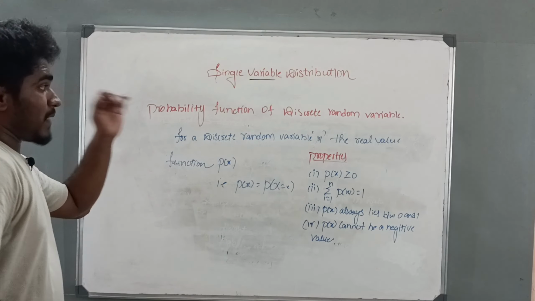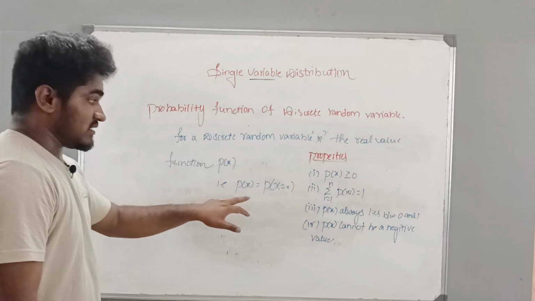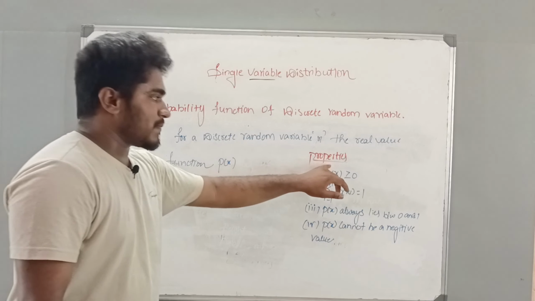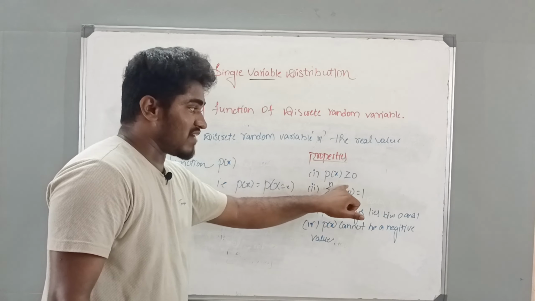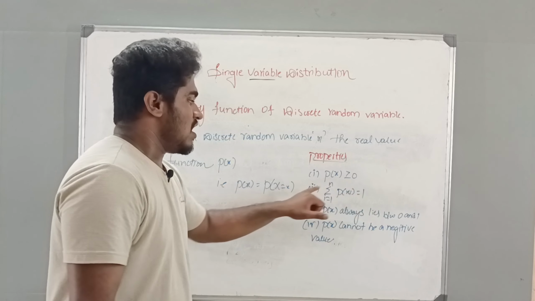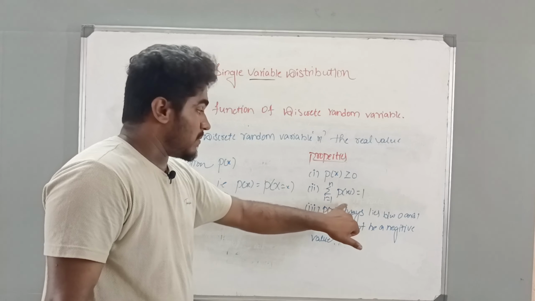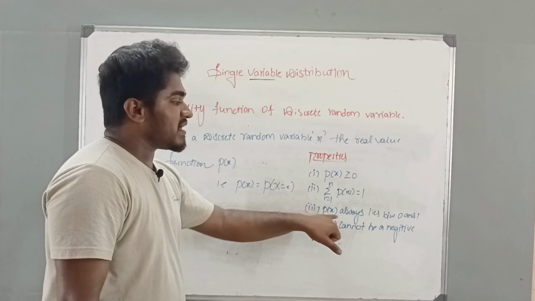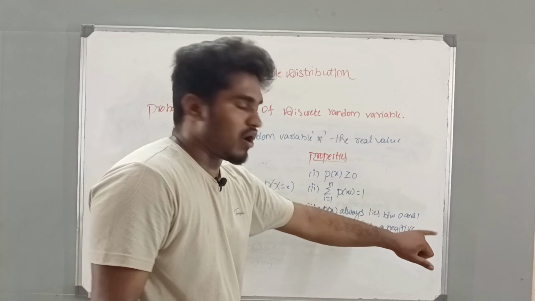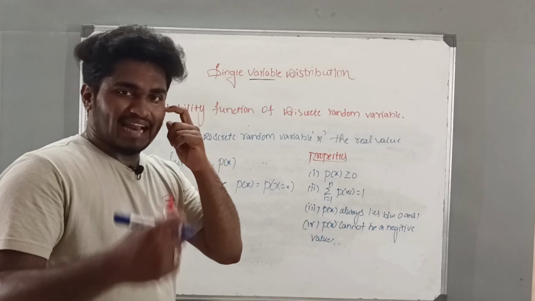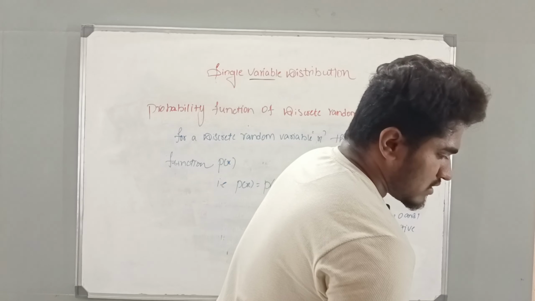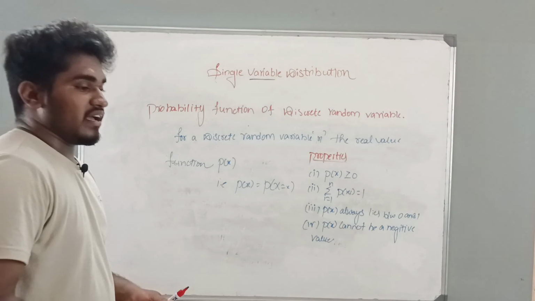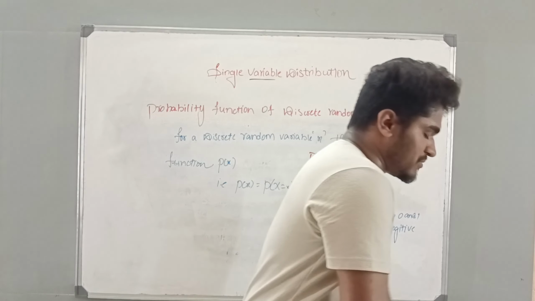So the probability function of the discrete random variable is p of x, that is p of capital X equals x. It has four properties: p of x is always greater than or equal to 0, the sum of the probabilities is 1, and p of x always lies between 0 and 1, so it cannot be negative. Okay, this is the introduction of the probability function of random variables. Now we'll see the probability distribution function.